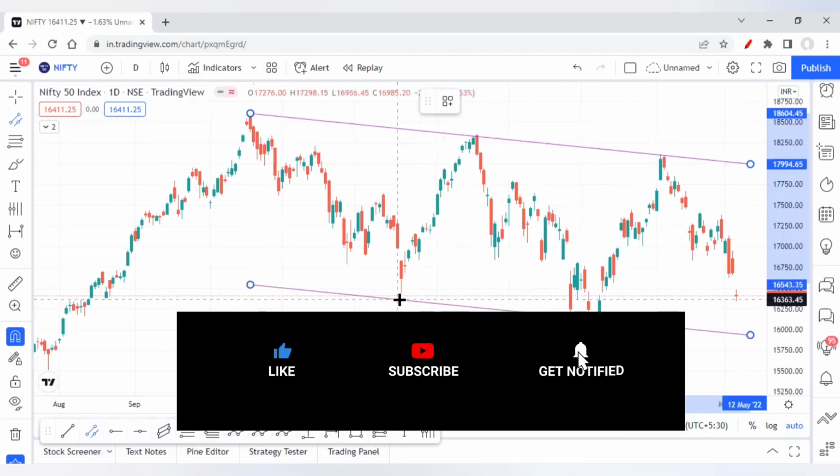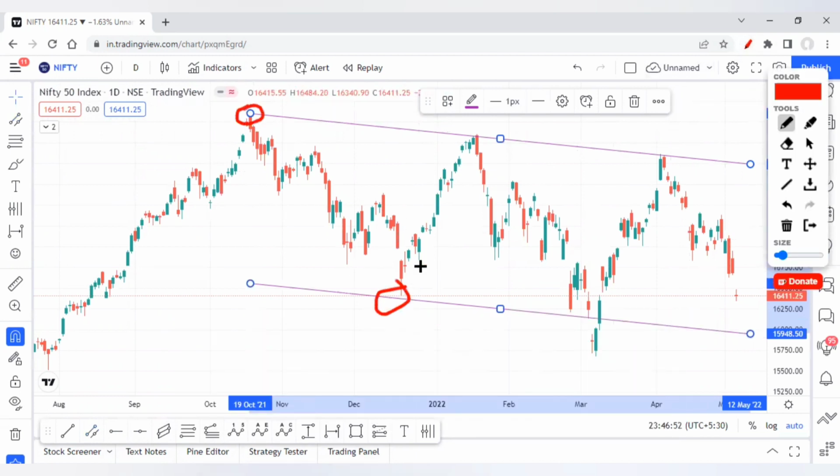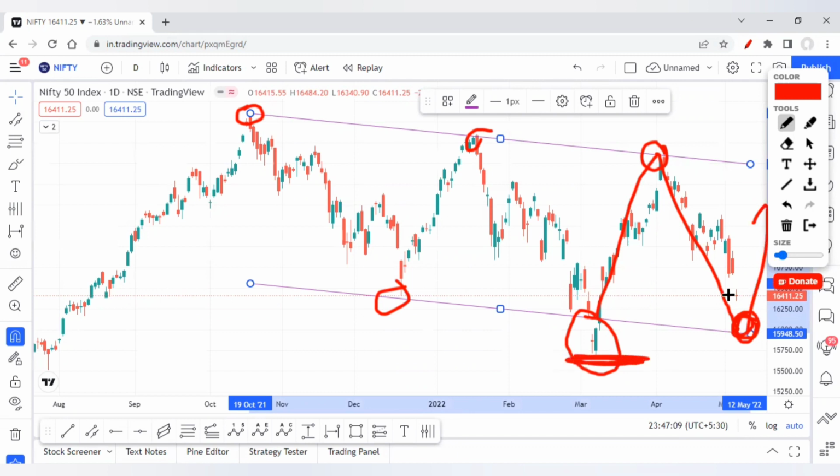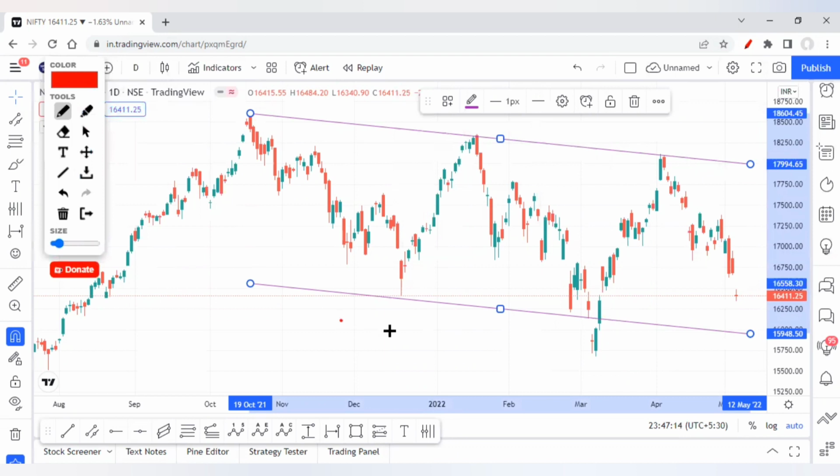This is how you plot the channel, and these are the reference points which we need to use for plotting the channel. Here, one time it has broken below the channel, then pushed back up, took the resistance, and now it is dropping. So we can expect that at minimum it will touch this channel, and then it will go up. But our view is that it breaks this. Why that? We will tell you in more detail, or you can watch our previous videos. So this is how we see the price action channel of Nifty.